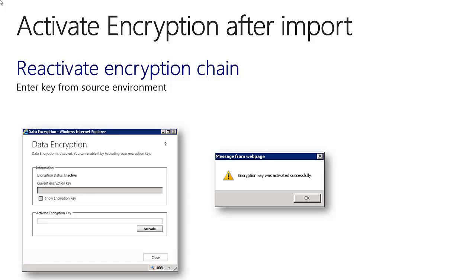You'll see that the current encryption key is grayed out, the encryption status shows inactive. What you'll need to do is provide that encryption key from the source environment, paste that in there, and then click Activate, and it'll successfully reactivate the encryption key chain. This ends the data encryption session.